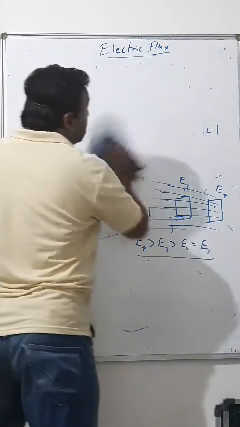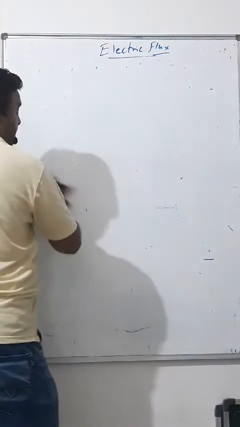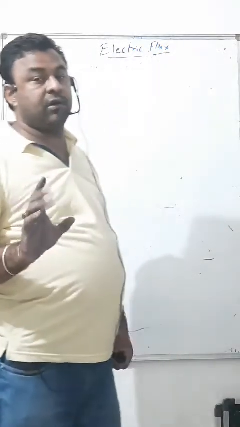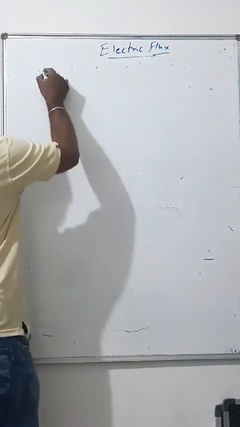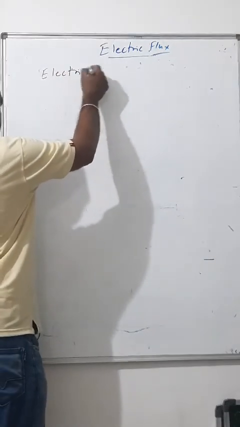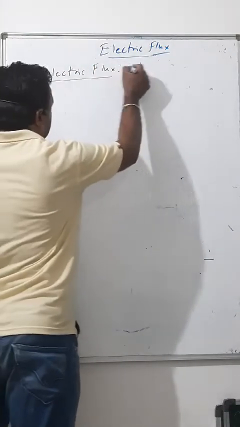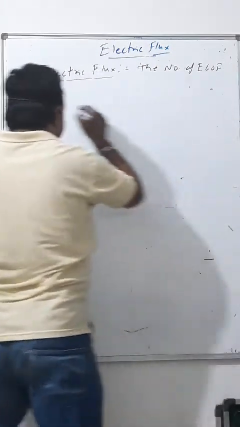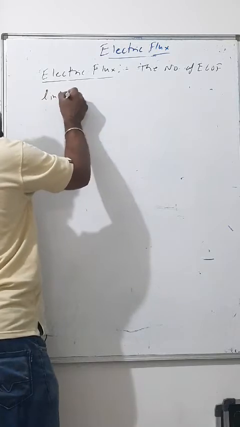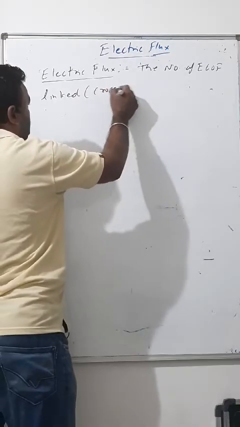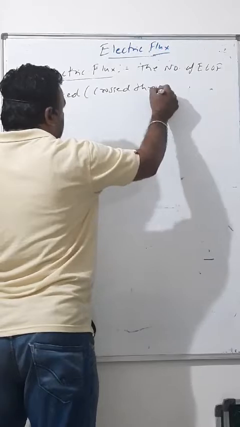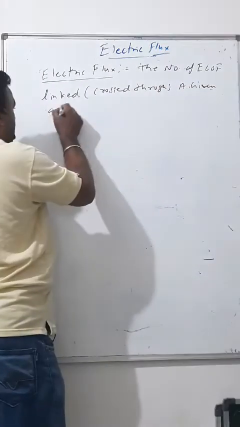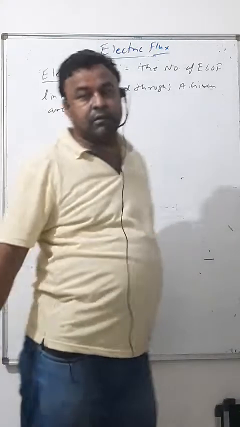Now, I define flux as I have given the verbal definition. The number of lines of force crossing a given area is called flux. Now, electric flux, I say: the number of electric lines of force linked across a given area. Now, it is a simple definition of electric flux.